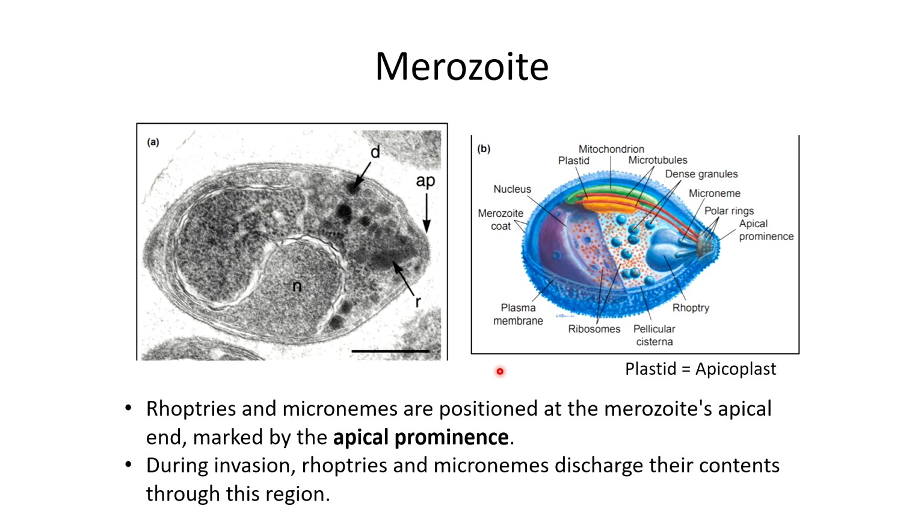Moving on to a more detailed look at the merozoite. Here AP is the apical prominence. These other organelles here, such as the rhoptry, are also needed to secrete the necessary proteins to help invade the host cells. You also see here the plastid, which is the apicoplast, which is unique to apicomplexans and also helps in metabolism. Here in N you see the nucleus. Here in D would be the dense granules, also necessary for invasion of the host cells. The micronemes are also necessary in discharging contents to aid in the host cell invasion.